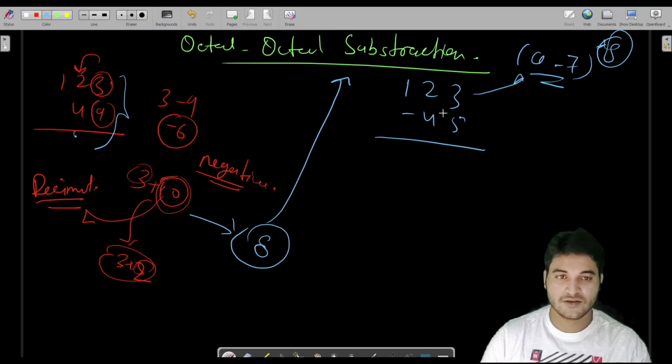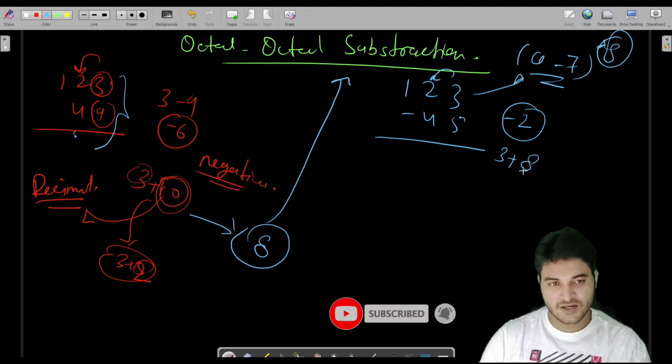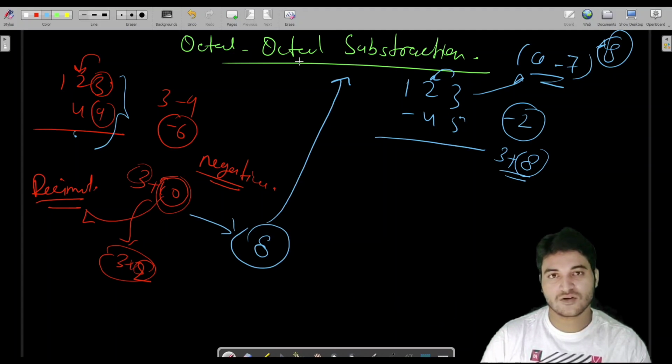Now we have to do it this way. 3 minus 5 is minus 2, which is negative. Then what we would do is take the borrow from here. So now 3 plus what we have to add is 8, because the base for octal is 8. So 8 plus 3 is 11, minus 5. So 11 minus 5 is 6. So we would get 6 here.